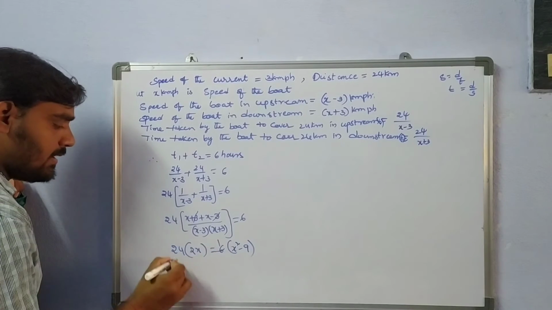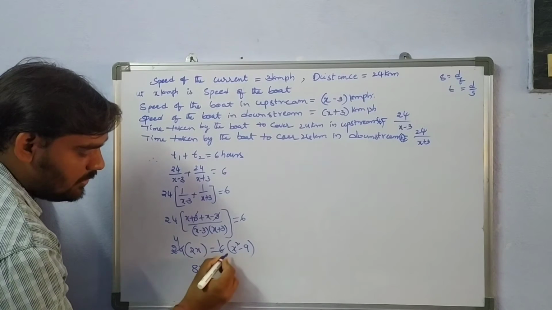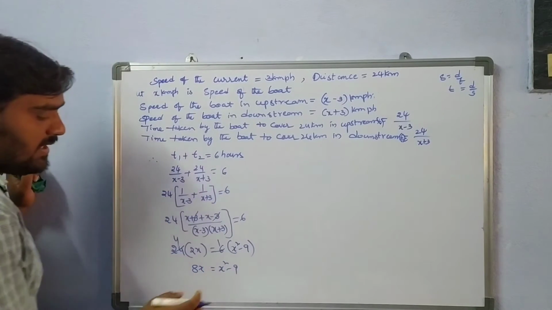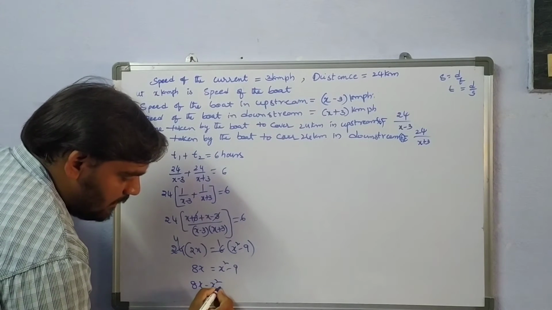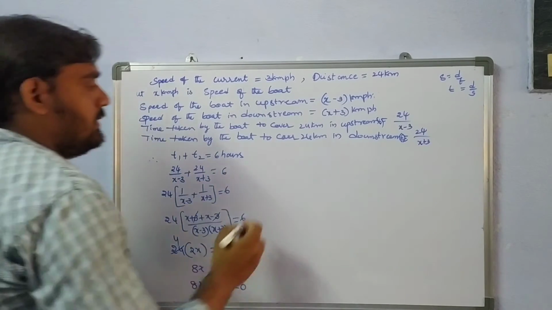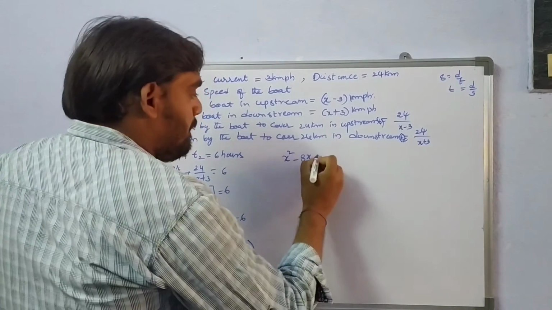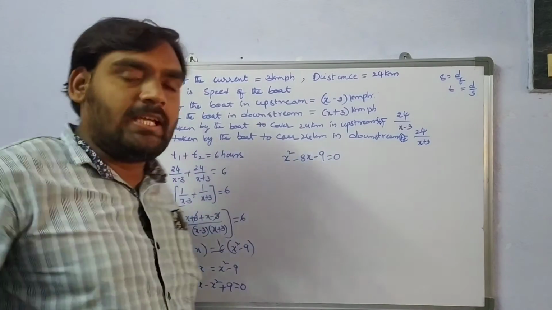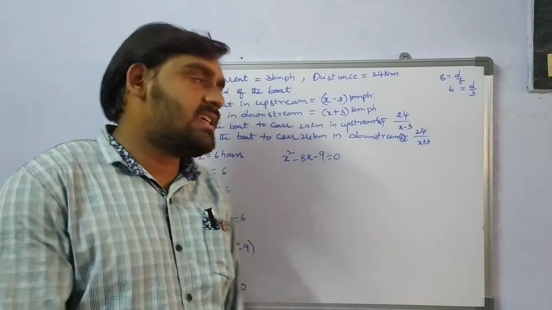Now 6 ones are 6, 6 fours are 24, 2 fours are 8. So 8x is equal to x square minus 9. This can be written as 8x minus x square plus 9 is equal to 0. Now this will be x square minus 8x minus 9 is equal to 0, which is in the form of a quadratic equation. So we need to find the roots of the quadratic equation by using the factorization method.